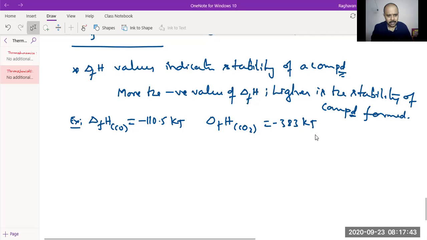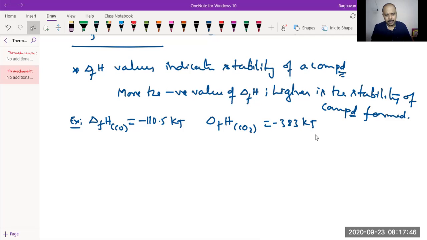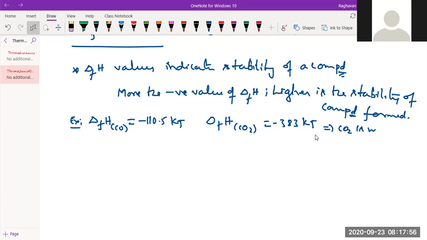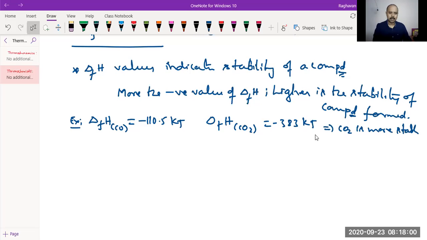Delta FH naught of carbon monoxide is minus 110.5, and that of carbon dioxide is minus 383.5. So which is liberating more heat? Carbon dioxide. So what is the conclusion? CO2 is more stable than carbon monoxide. That's the meaning.